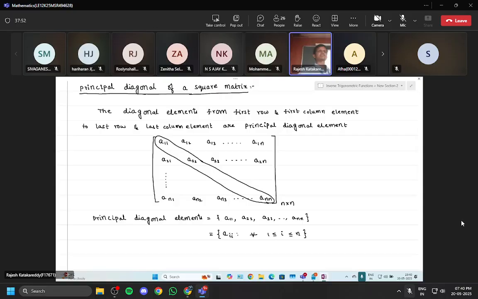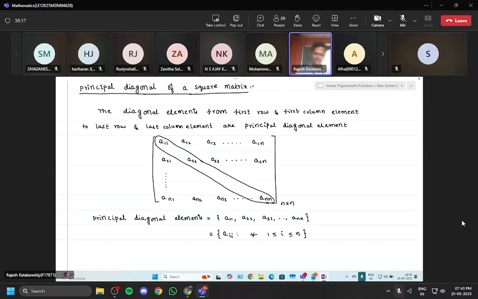So I think you would have studied in school the sum of principal diagonal elements is called the trace of a matrix. We will see that one later. Now once we finish the principal diagonal, we are dividing the square matrices again into types.